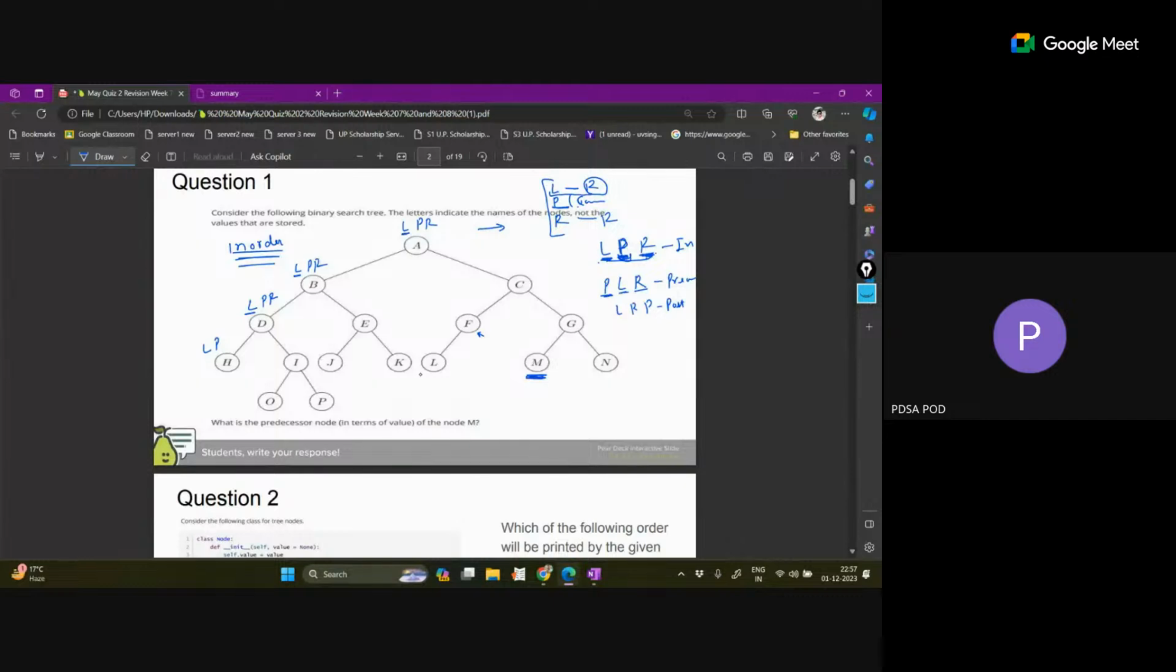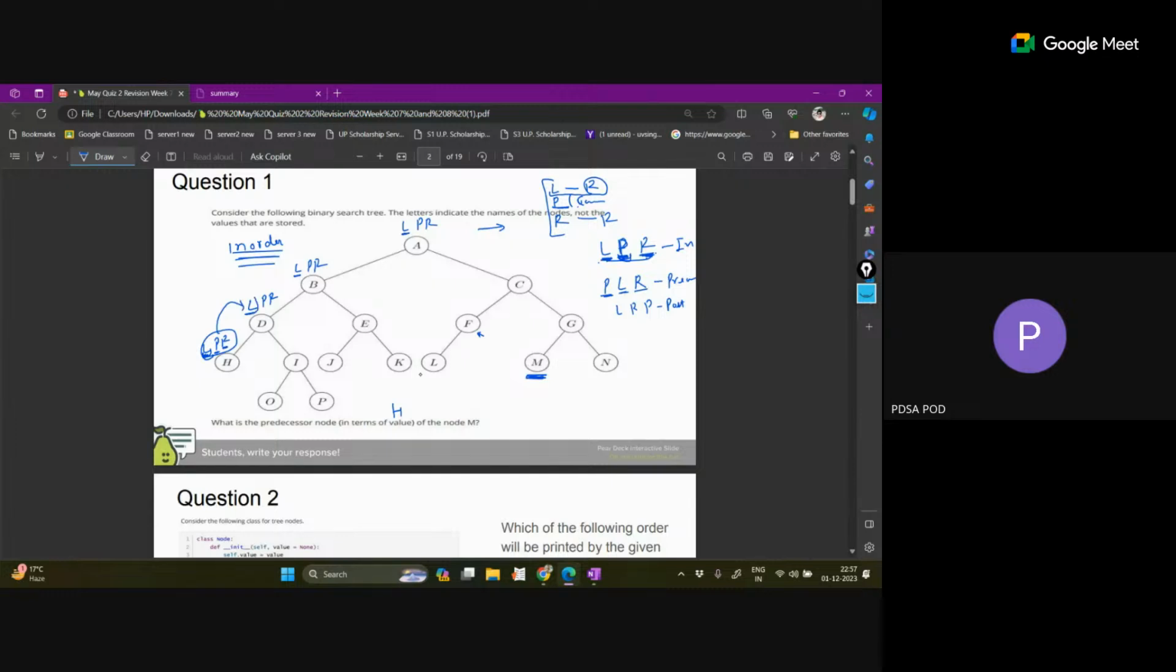Okay, LPR. But here there is no left child, so this step will not be executed. After that, we will execute the next step. This is a print statement. So this H will be printed first. Okay. Then the third step, the right call. Right is also not there. So that means all 3 are complete. We will move back to the call.